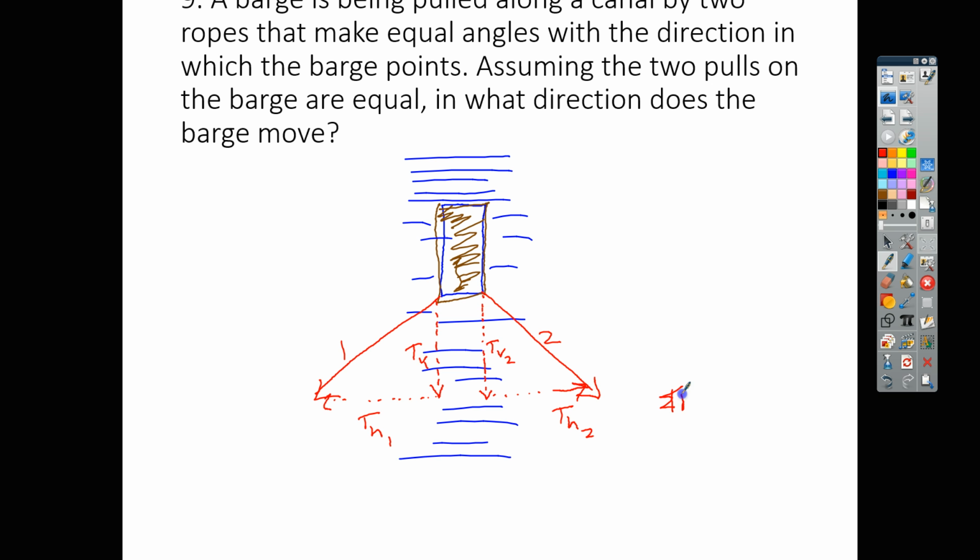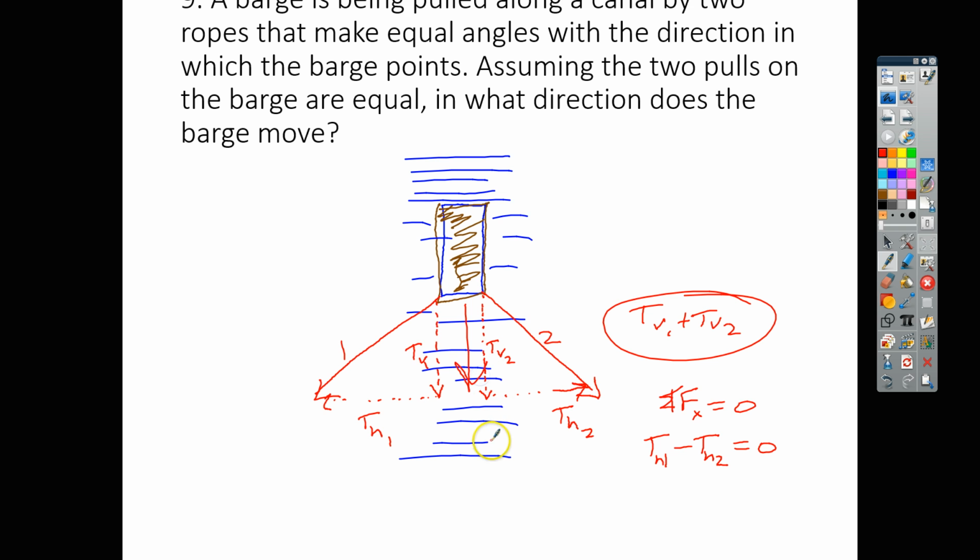So if I did a sum of the forces in the x direction, that would be equal to 0. So TH1 minus TH2 would be equal to 0. They've got to be equal and opposite, so they actually cancel. For our TV1 and our TV2, because they're going in the same direction, they actually add. So I would have TV1 plus TV2. Because those add together, we know that it's got to move straight down the water in that direction.